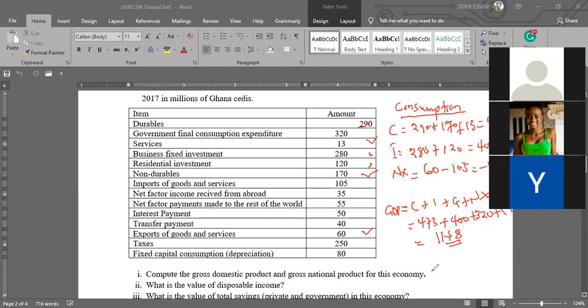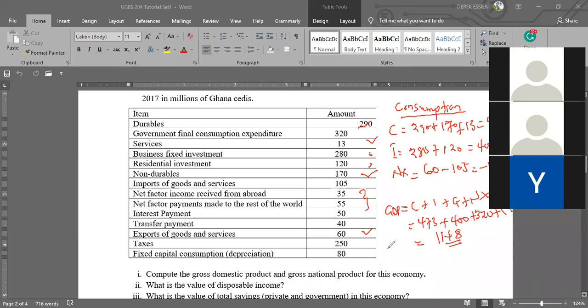Now let's see what we need for our GNP. GDP plus net factor payments. Good. For all the computations we've done, we don't have net factor payments. But when you come here, you can see something. Now we can calculate net factor payments. If you have income and expenditure, to find the net you do income minus expenditure. These are the income we've received from abroad, and these are the payments we've made to the rest of the world. So the net is this minus this.